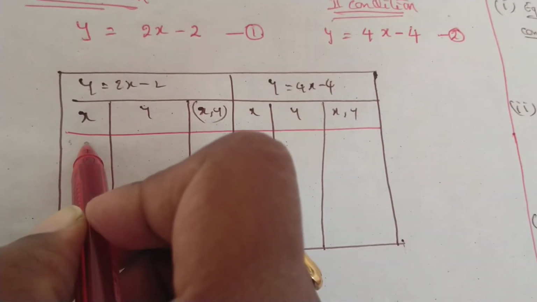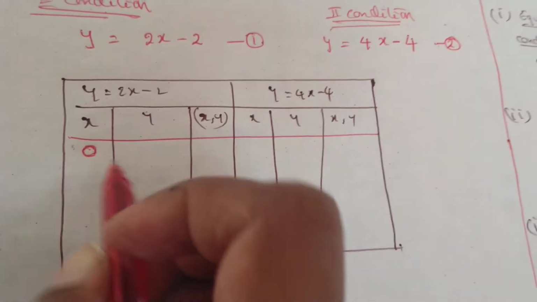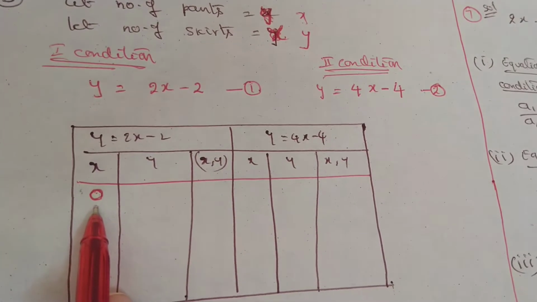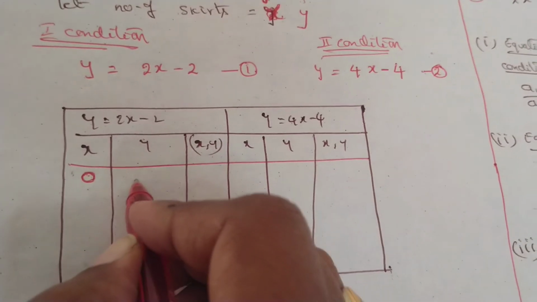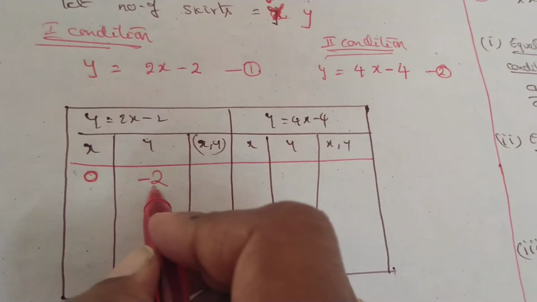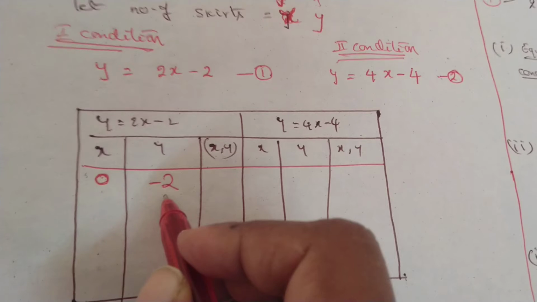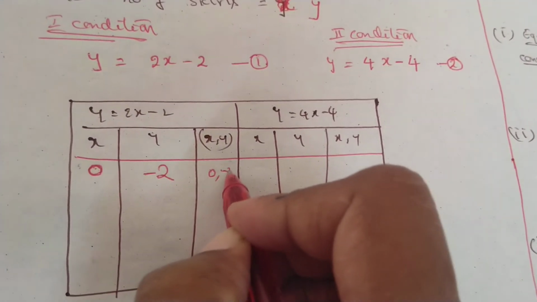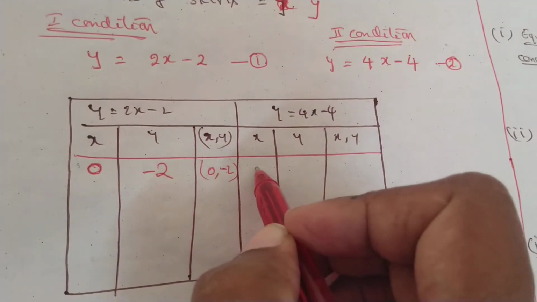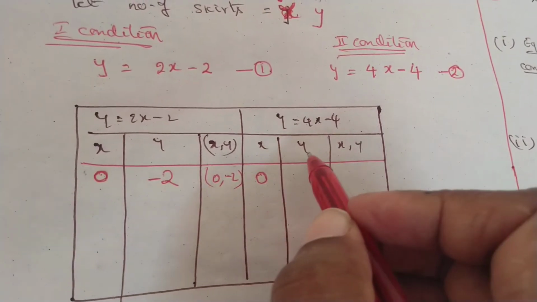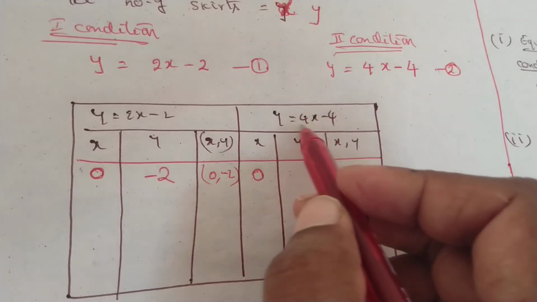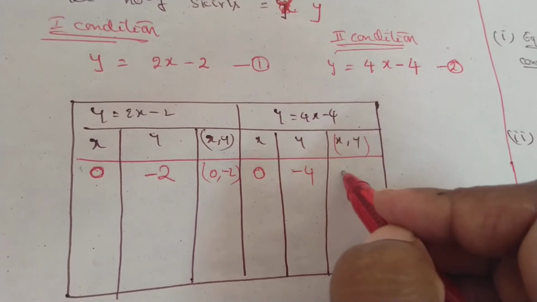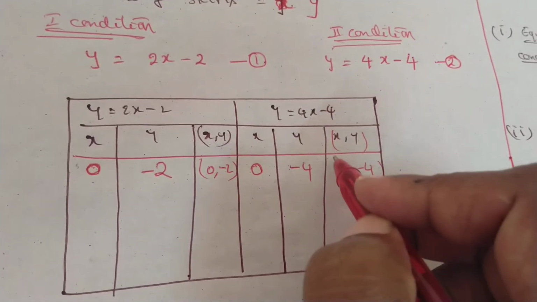Suppose X is equal to 0, that means the number of pants is 0, she didn't purchase any pants. So Y is equal to minus 2, that is the number of skirts is minus 2. Negative cannot be possible, but we are solving the equation, just keep that in mind. So 0 comma minus 2. For the second equation, when X is 0, Y is equal to minus 4, so the coordinates are 0 comma minus 4.